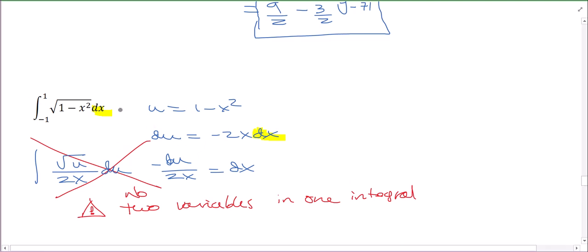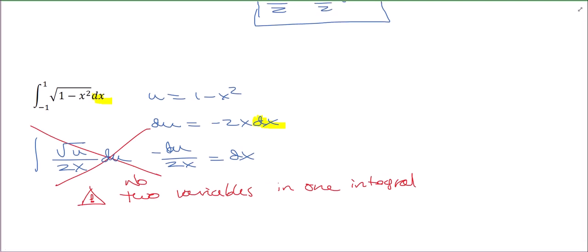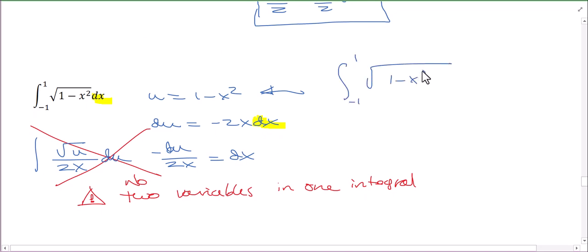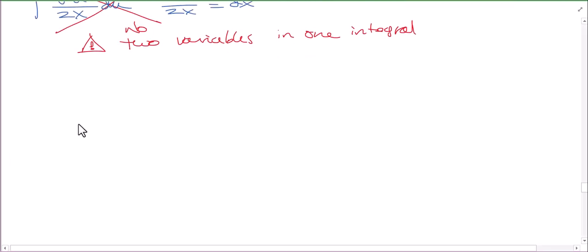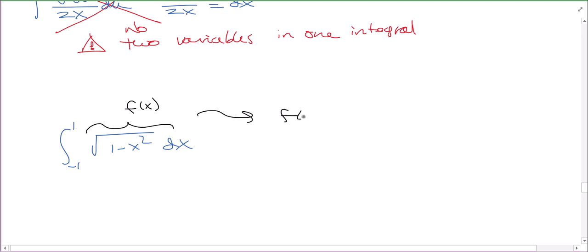So I can't do it just by looking at it, and I can't do it by U-substitution. So what do we do? Well, maybe we can do it geometrically. What do I mean by geometrically? Do we recognize that function or that graph? Let me rewrite it over here: the integral from negative 1 to 1 of the square root of 1 minus x squared dx. So f of x is the square root of 1 minus x squared.